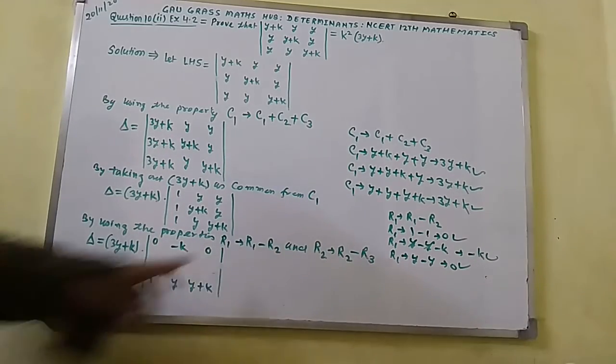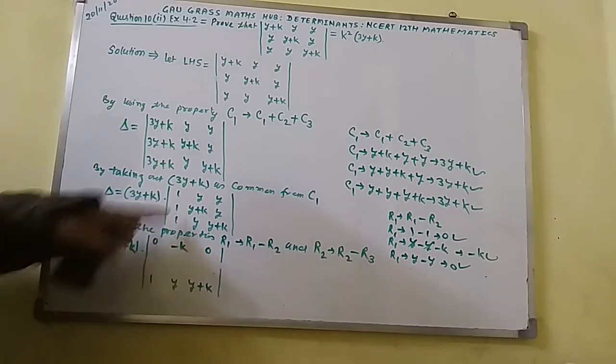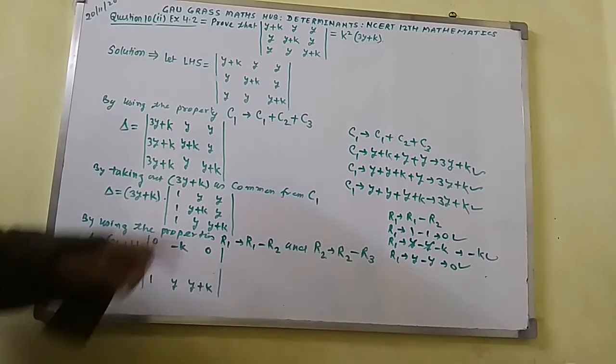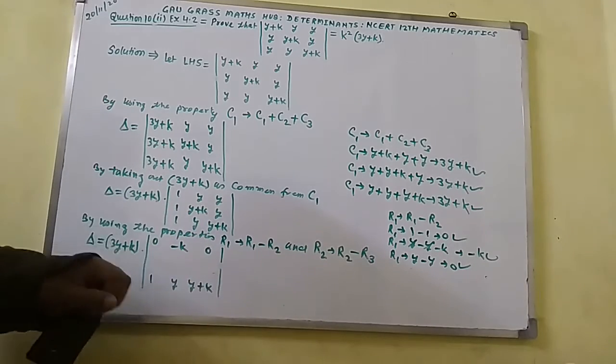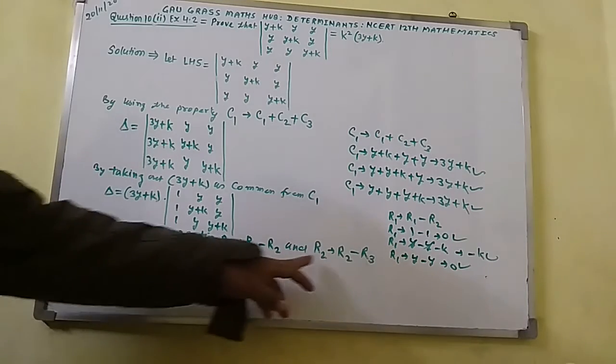Just compare R1 goes to R1 minus R2. 1 minus 1 comes out to 0. Here y minus y plus k will give minus k, because plus y minus y will be cancelled out. Here y minus y comes out to 0. This is okay.